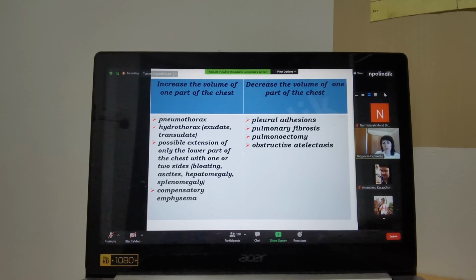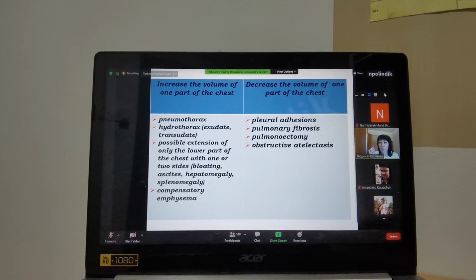Now about other reasons, problems with the abdominal cavity: accumulation of air or fluid in the abdominal cavity, then we have expansion in the lower part of the chest. When the chest can be decreased in volume, a very important word.